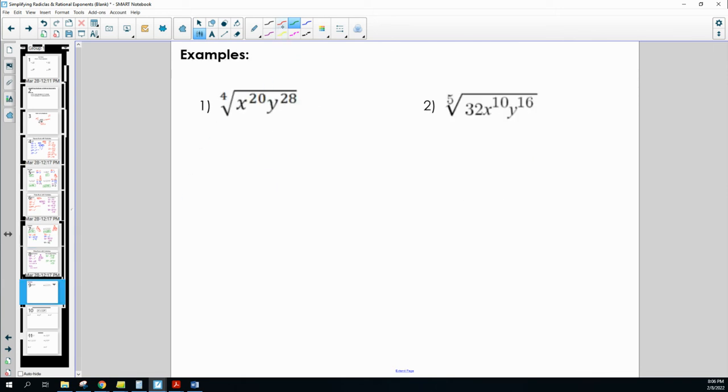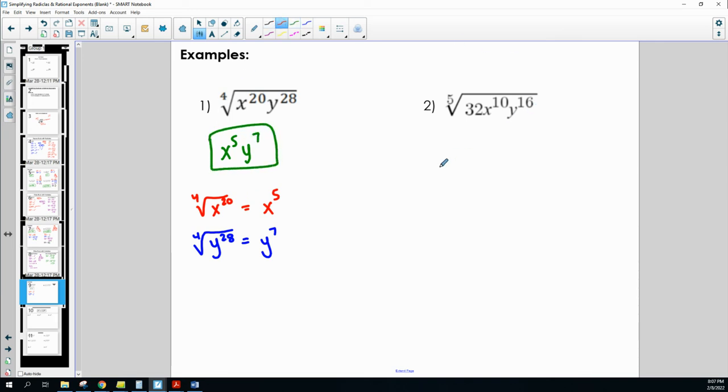So if we look at a couple of these examples real quick, we have the fourth root of x to the 20th. 20 is divisible by 4, so we get x to the 5th. And then we have the fourth root of y to the 28th, and that's going to be y to the 7th. So we just smush that together, x to the 5th, y to the 7th.